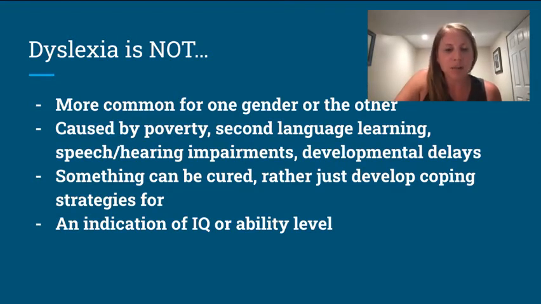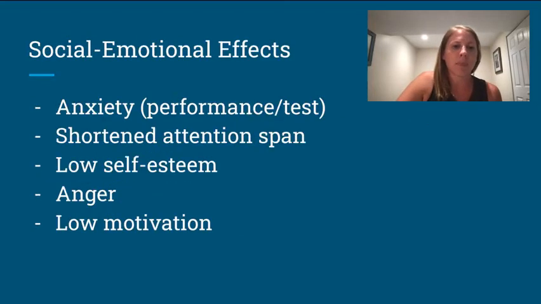Dyslexia is not caused by poverty or second language learning, speech or hearing impairments, or developmental delays. Like I said before, it's hereditary and it has to do with the development of the brain. Dyslexia is also not something that can be cured. It is remedied by developing coping strategies for reading. And it is not an indication of anyone's IQ or ability level. Plenty of folks who have PhDs are dyslexic.